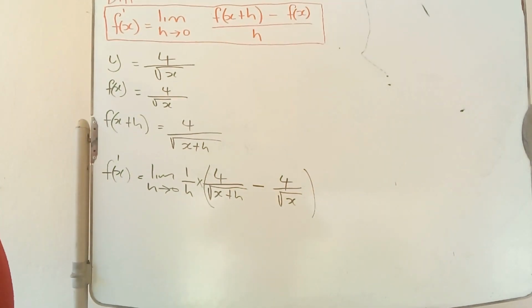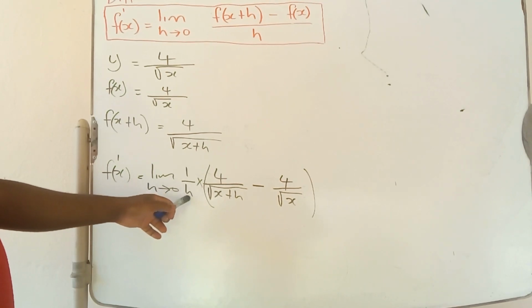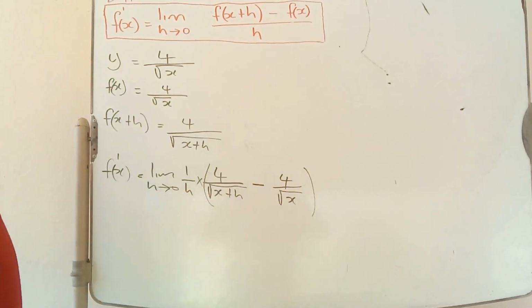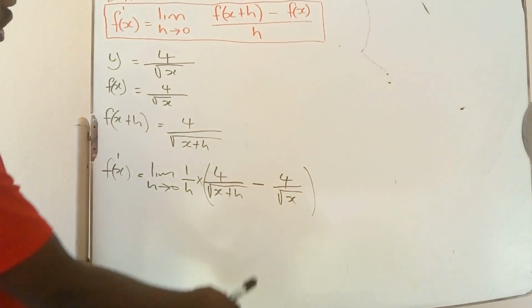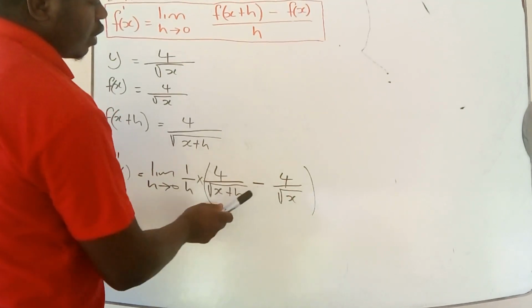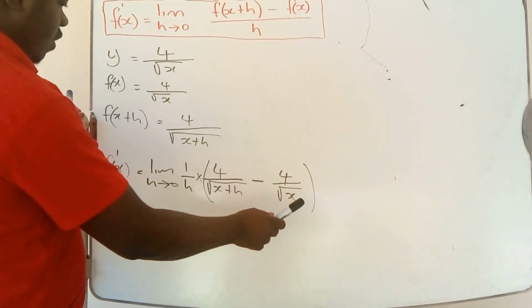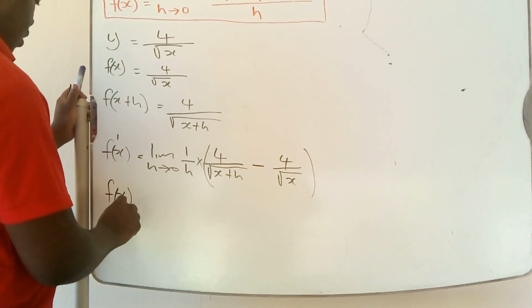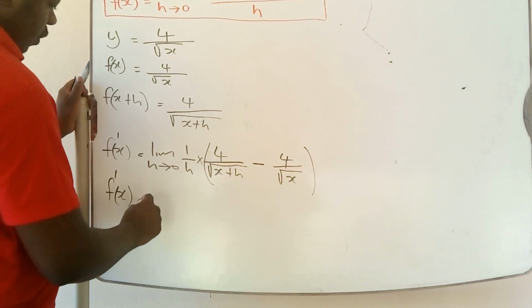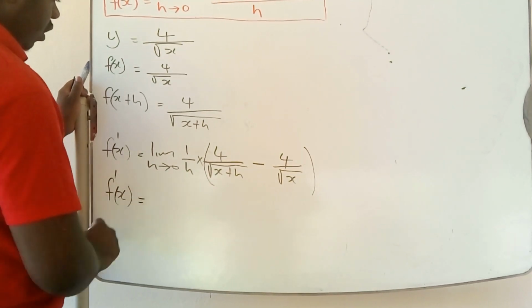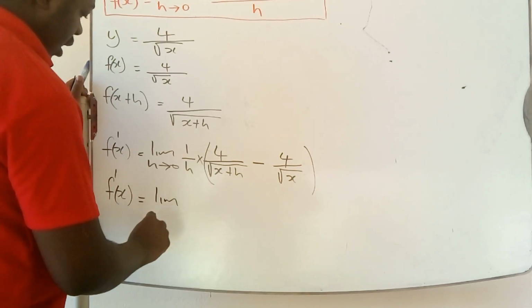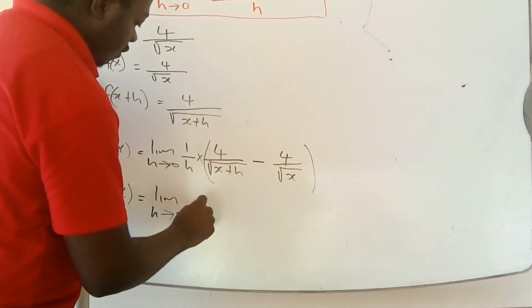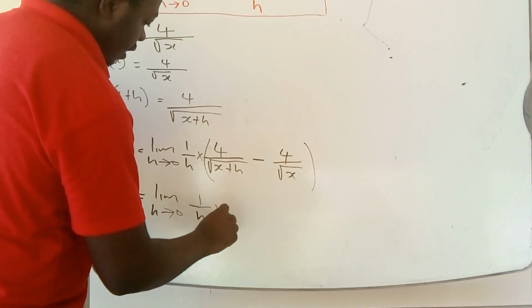Now, I want to get rid of this h here. That's the aim, right? What do you think would be a nice way to start? I could try to combine these two fractions to make them one, right? If I try to combine these two fractions, now I'm going to have f prime of x, which is the derivative of f of x, is equal to the limit as h approaches 0, right? We're going to have 1 over h times.